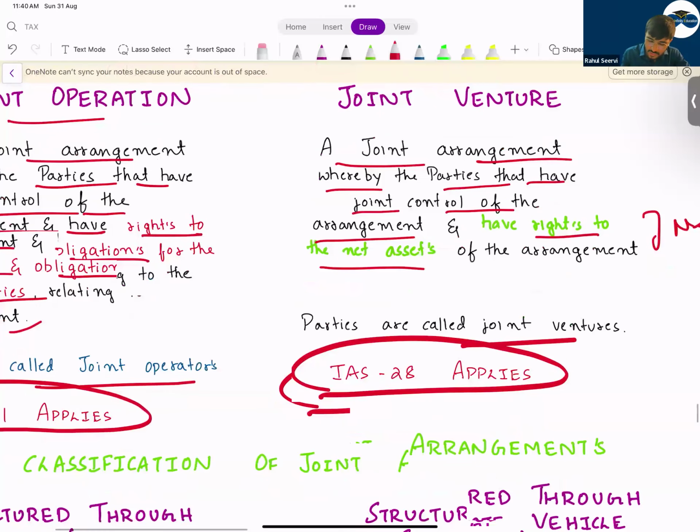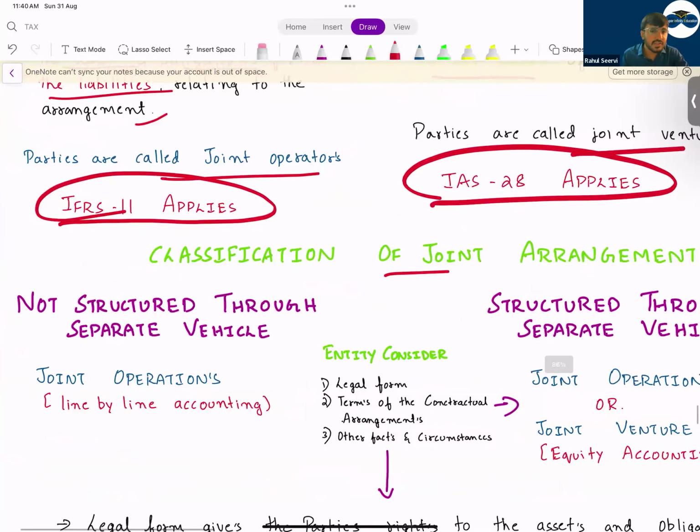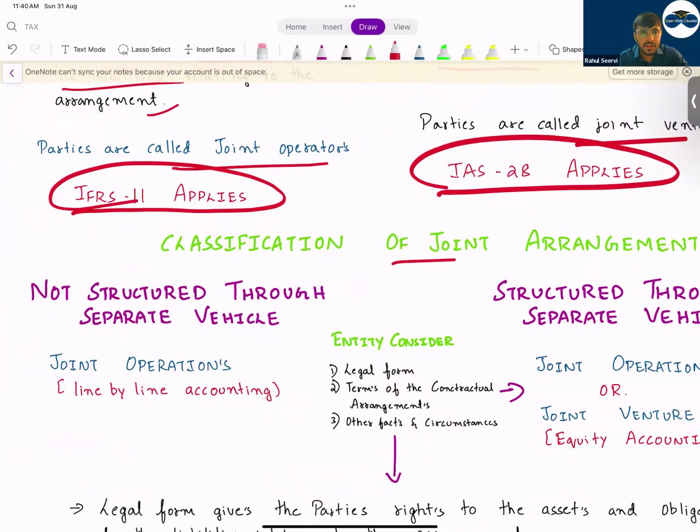Now see, classification of joint arrangement. If the company is creating a separate entity, to identify joint operation or joint venture, you have to see the concept of separate vehicle. Separate vehicle means separate entity. If the joint control which you have is not through a separate entity, then it is joint operation. We will do line by line accounting. Line by line accounting means, if today it's a joint operation and I have 40% in that, each and every item, asset, liability, equity, income, expense, everything I'll multiply with 40% and include in my balance sheet and P&L.